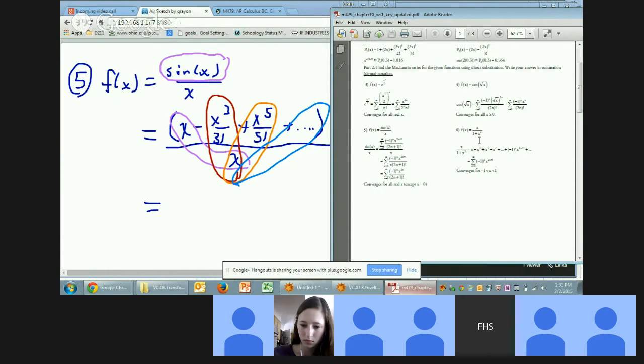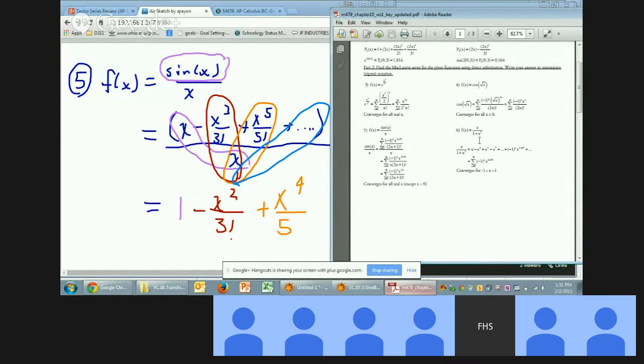So x divided by x is just 1. And then x cubed over 3 factorial divided by x is minus x squared over 3 factorial. x to the 5th over 5 factorial divided by x, we have plus x to the 4th over 5 factorial, and so on and so forth. So plus dot dot dot.